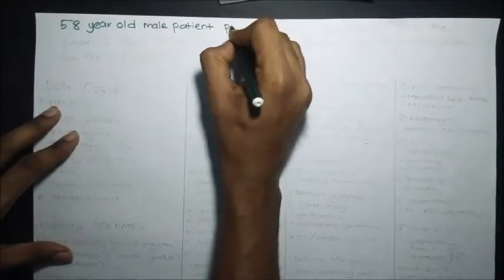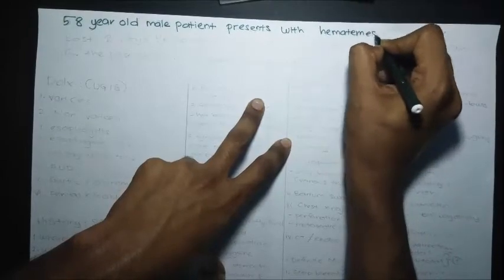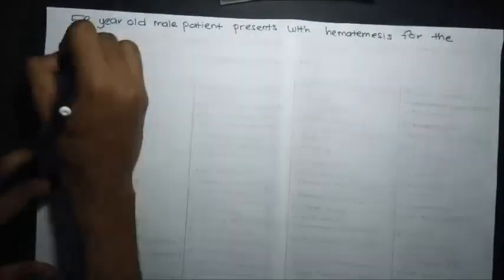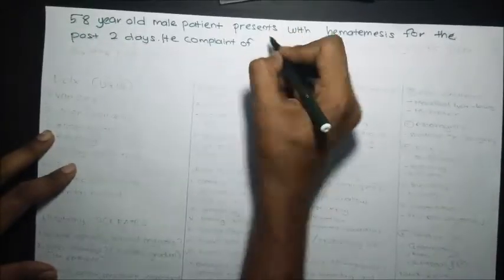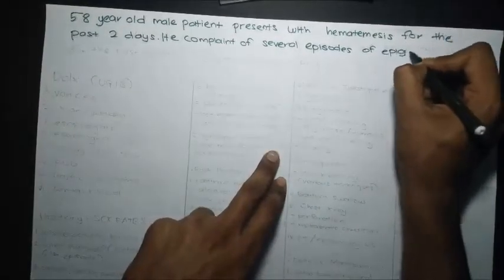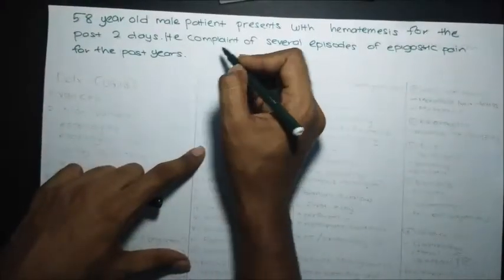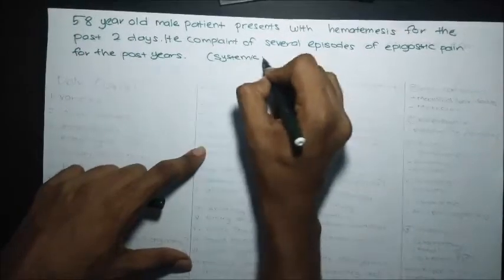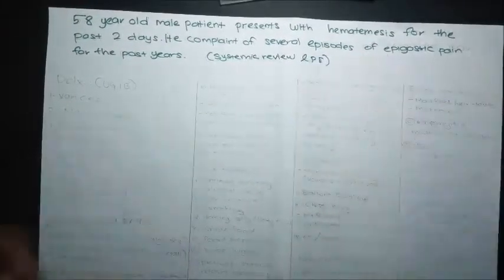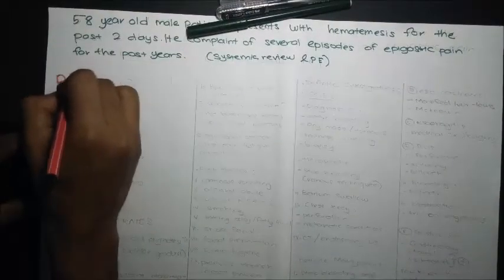So today in this video we're going to study a case study on a patient who presented to us. He is a 58-year-old male patient who presents with hematemesis for the past 2 days. He also complained of several episodes of epigastric pain for the past years. Before I discuss further, I need to clarify that this video does not include the details of the systemic review and physical examination.